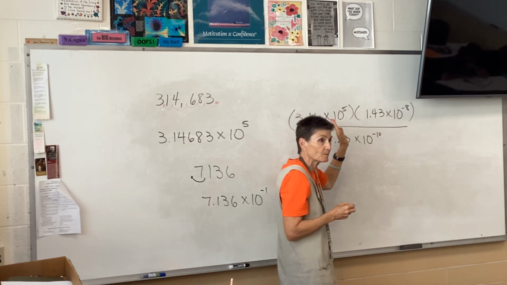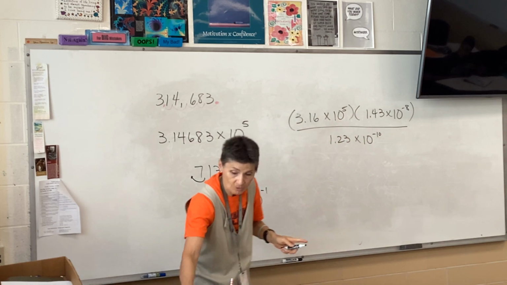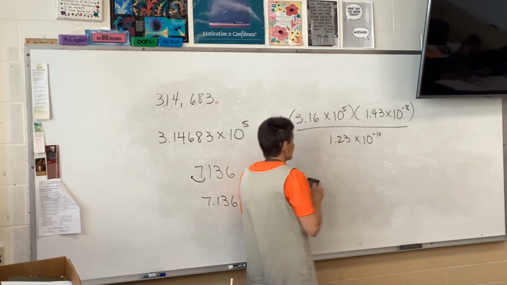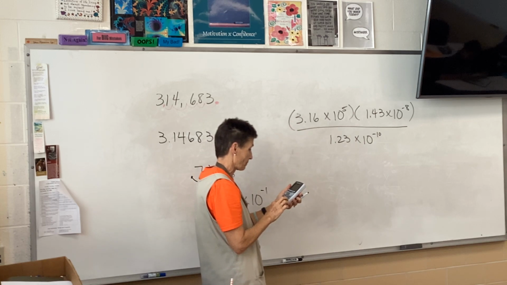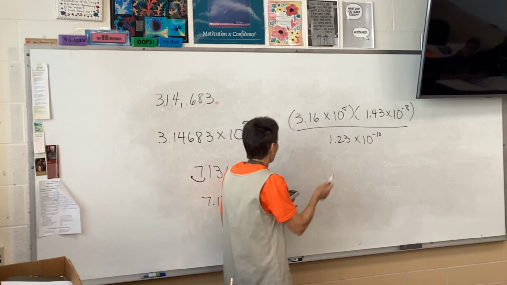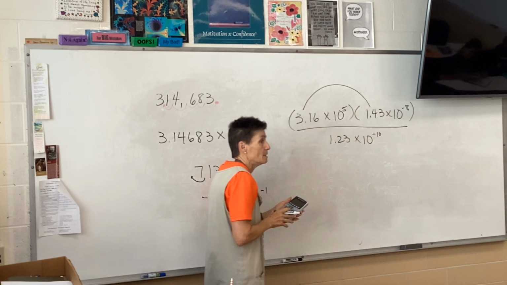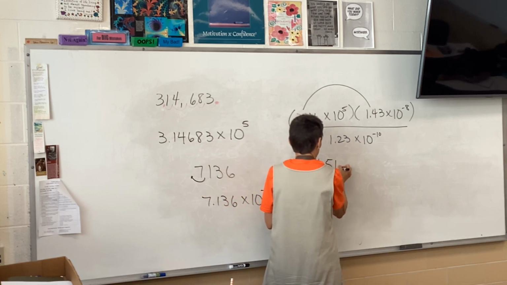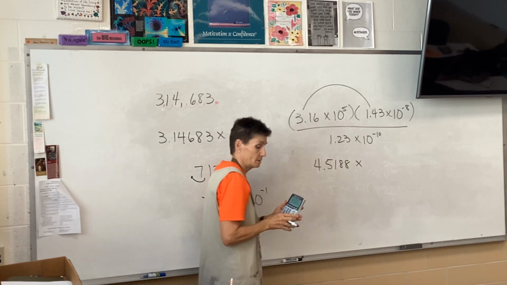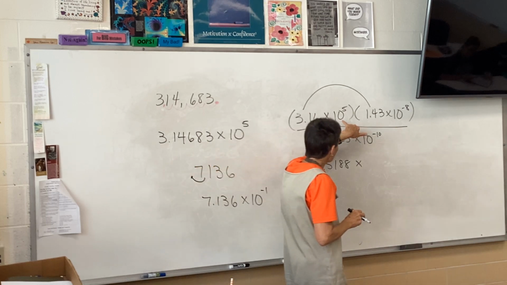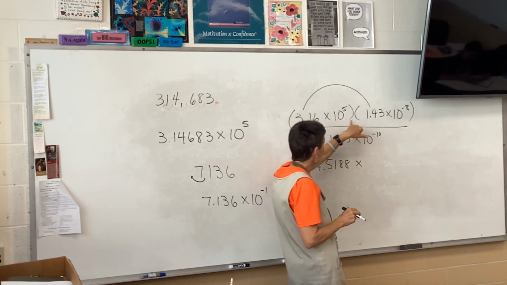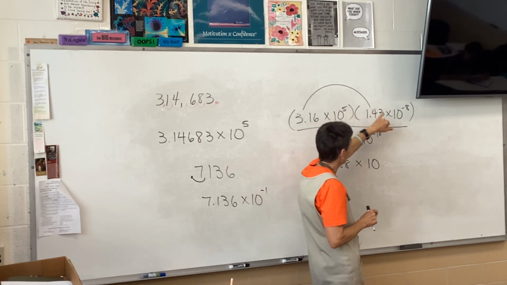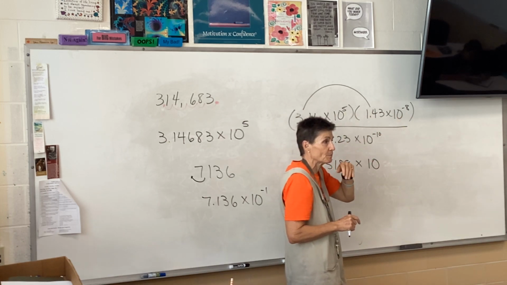It's all multiplied. So let's take out our handy calculators and let's go ahead and multiply 3.16 times 1.43. So I'm going to multiply these two numbers together. And I get 4.5188. Now, what do I do with these guys? Now remember, they're being multiplied. So this is going to be 10 to what power? What's my total power in my numerator? Negative 3.